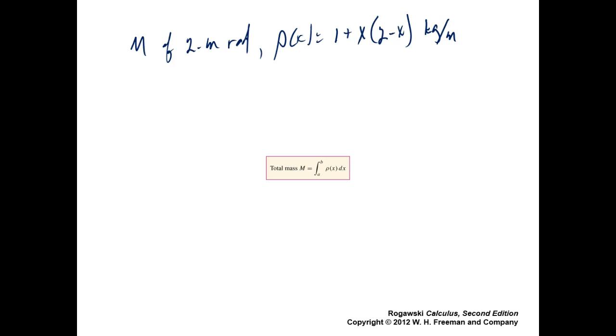Okay, what happens when x is equal to 0? What is that end of the rod? x equals 0. What would be your density there? Yeah, plug in a 0. Not quite. 1 plus 0 times 2, that would be 0. So 1 plus 0 would be 1. So linear mass density on this end would be 1. How about on the other end? The length of the rod is 2 meters. So what happens if you plug in 2 in there?